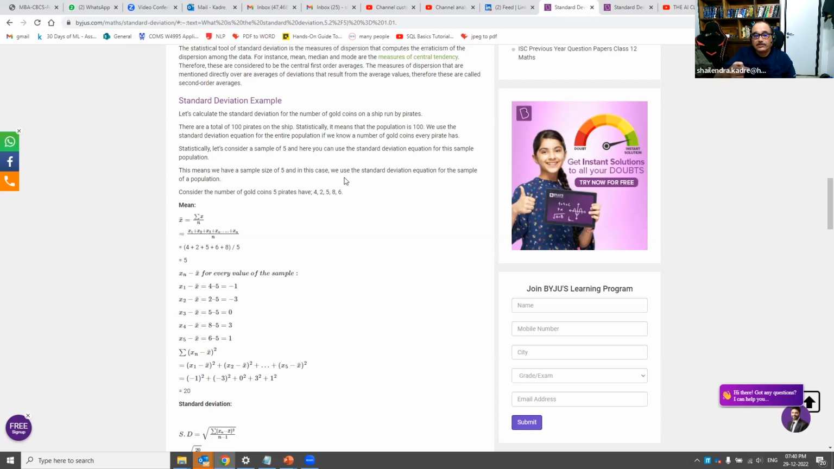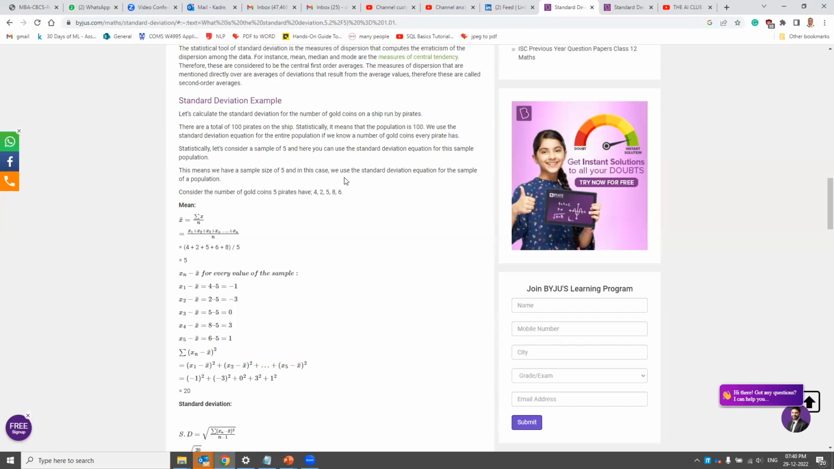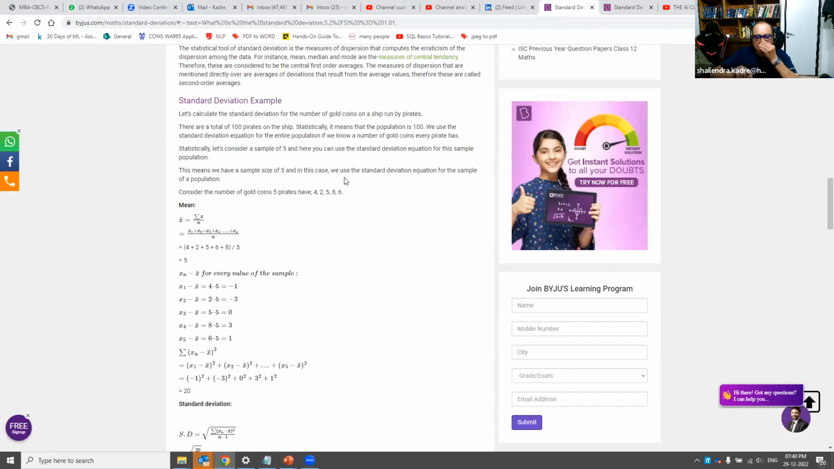Is that understood? What is the difference between a variable in data science and a variable in simple algebra? Is it understood? Yes, sir. Amit and Karthik, is it understood? Yes, yes, sir.